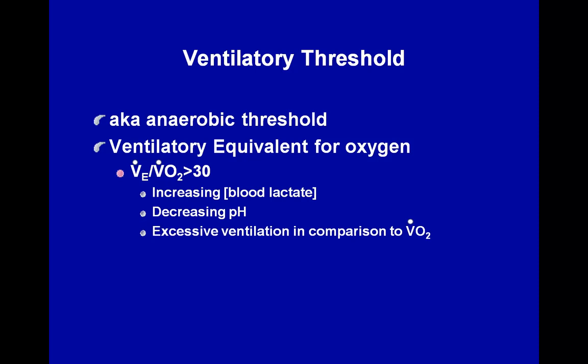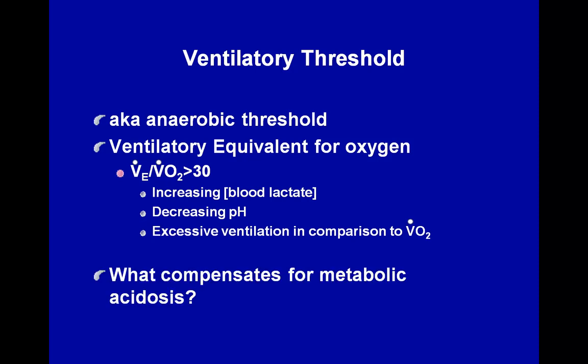So when we look at the ventilatory equivalent for oxygen, since minute ventilation goes up dramatically to compensate for this lactic acidosis, while VO2 only increases linearly with work, the value of that ratio, the ventilatory equivalent for oxygen, becomes greater than 30. In other words, minute ventilation is 30 times greater than oxygen consumption when we're past the anaerobic threshold because of compensation for this metabolic acidosis. So that's another way we identify the anaerobic threshold.